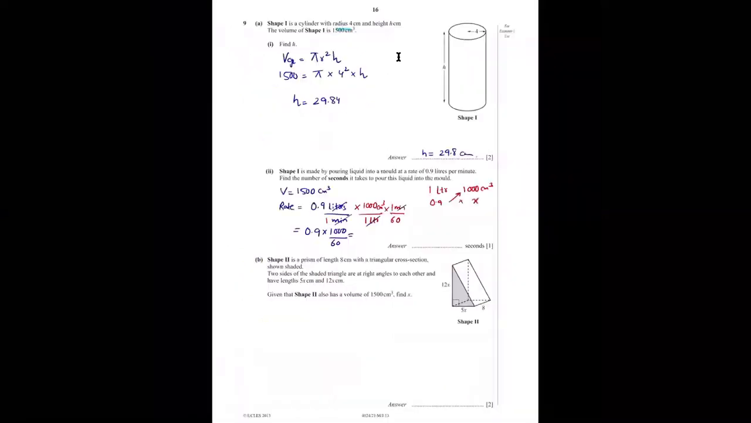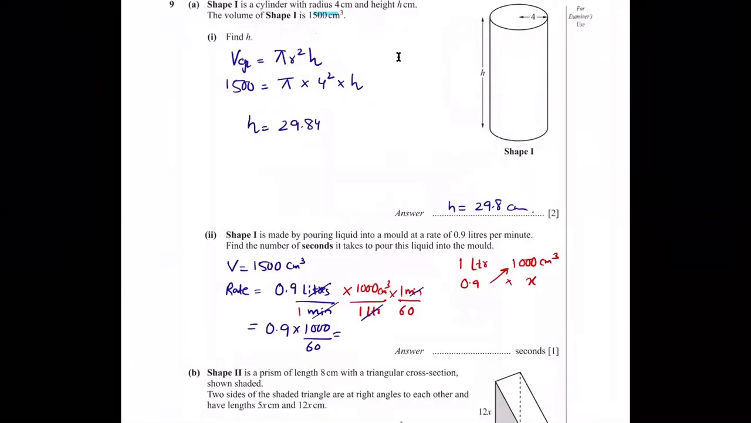Guys, it's a paper 2 question, so you can use the calculator. So if you solve this, you are going to get 15 centimeter cube per second being filled. So if liquid was being poured at a speed of 15 centimeter cubes per second and you need to cover a volume of 1500 centimeter cube, how long will it take?